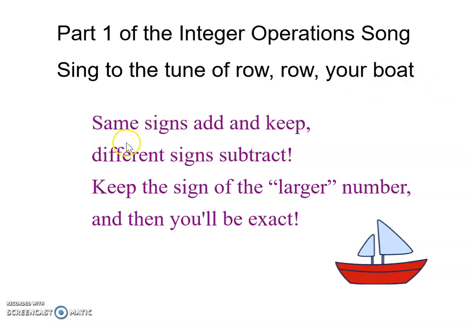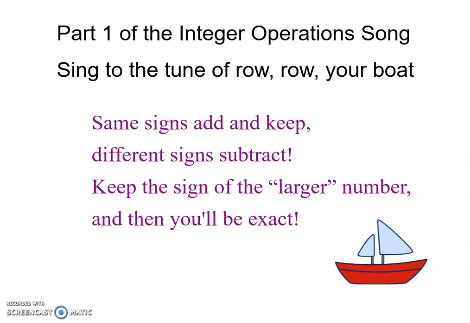Here we go. Same signs add and keep, different signs subtract. Keep the sign of the larger number and then you'll be exact. So I think that's pretty cool. Let's try it together. Here we go. Ready? Same signs add and keep, different signs subtract. Keep the sign of the larger number and then you'll be exact.